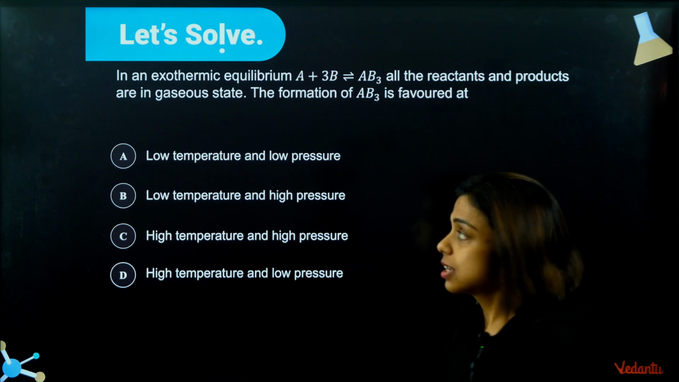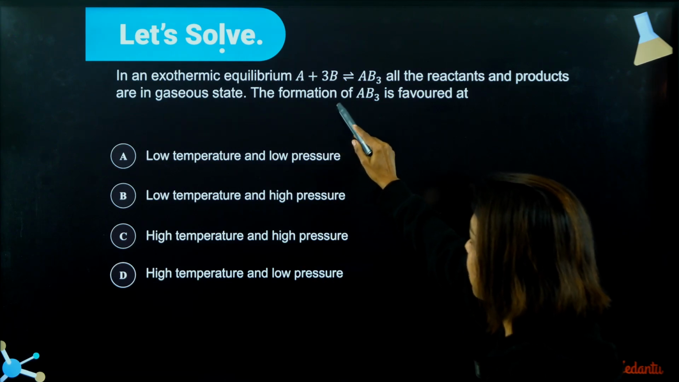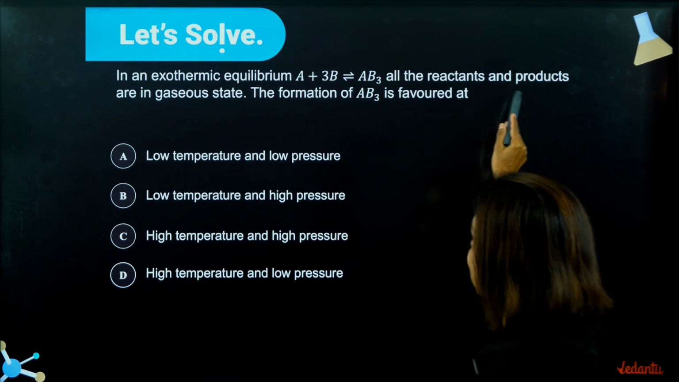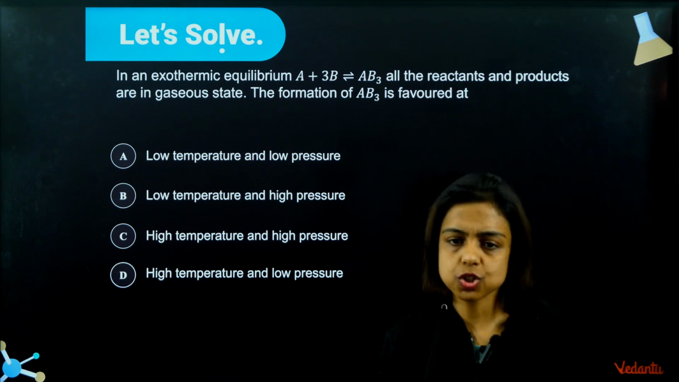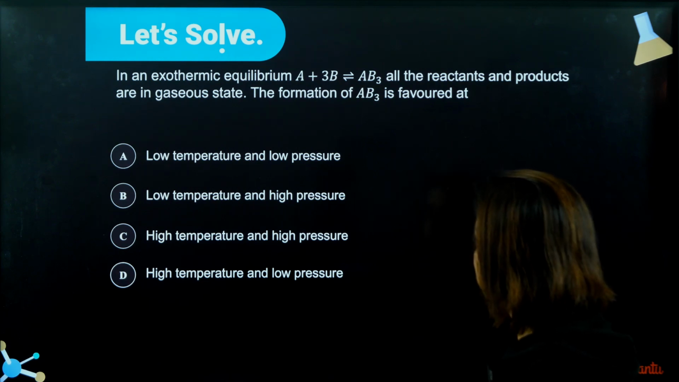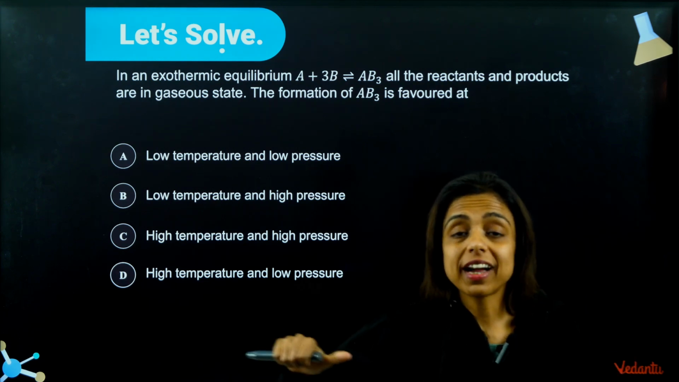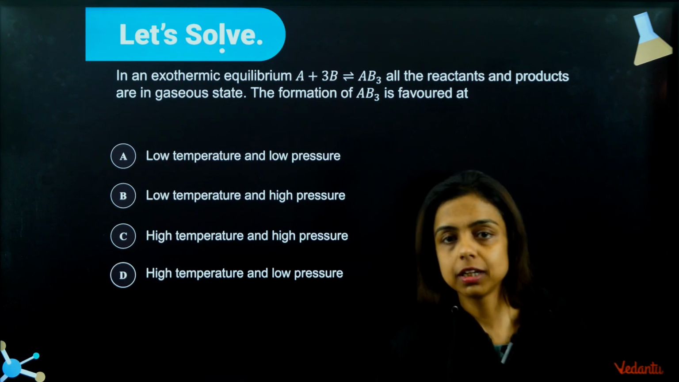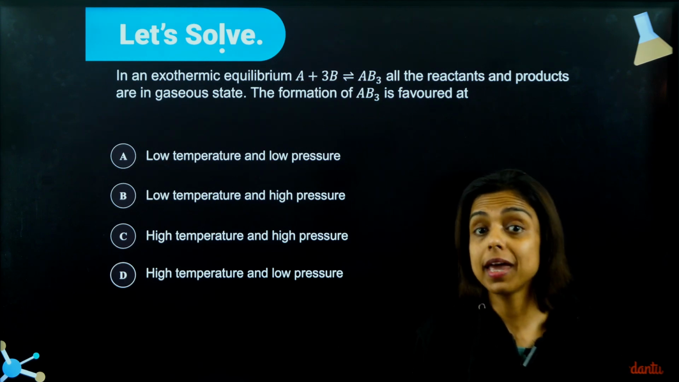Okay, now the question is, in an exothermic equilibrium, A plus 3B gives AB3. All the reactants and products are in gaseous state. So it is a gaseous phase reaction. The formation of AB3 is favored at. So you have to move the reaction forward so that AB3 forms. So the reaction in the forward direction is exothermic.